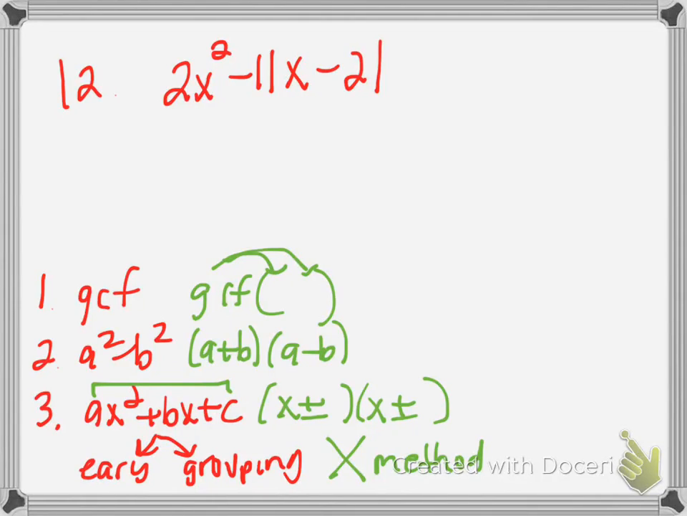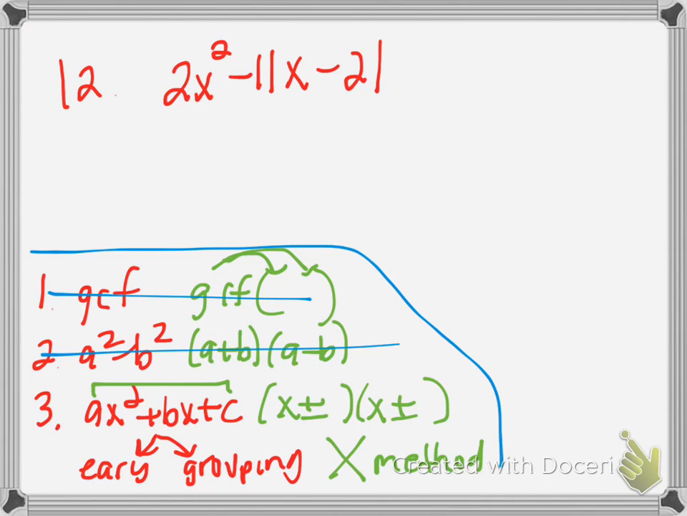For number 12, we're asked to write this in factored form. So taking a look at our options here, method number 1, GCF, fails because 2, 11, and 21 have no common factors. Method 2 fails because you have to have two terms for method 2, and I see a trinomial for number 12 because it has 3 terms. So method 3 is the one we're using here.